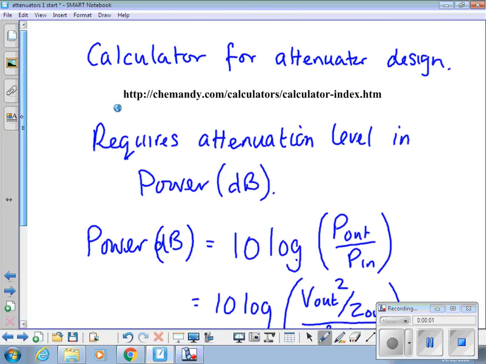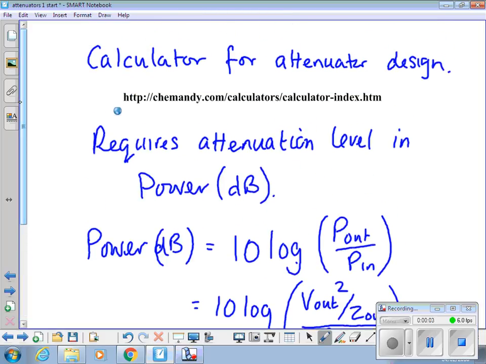Just before we look at that, the calculator, or the calculators, because there's one for pi type and one for T type, available at that address, chamandy.com. We're going to look at that in a minute. I'm going to do the T type one just to show you how it works.